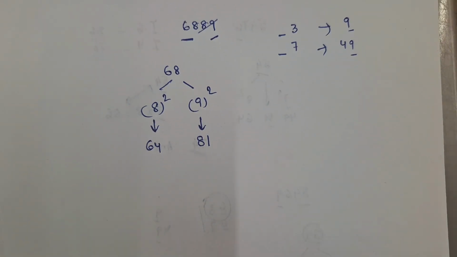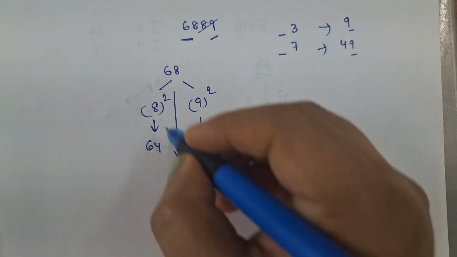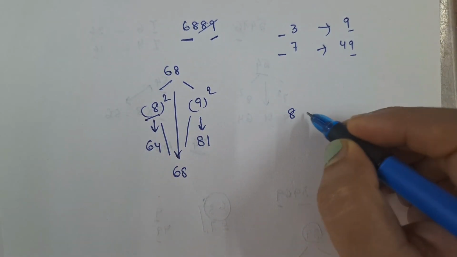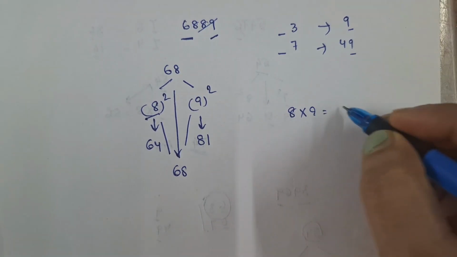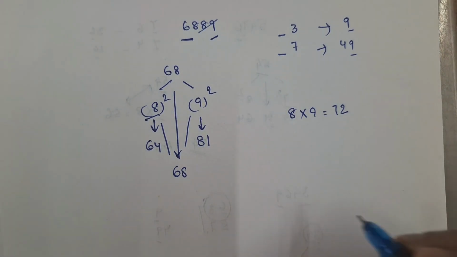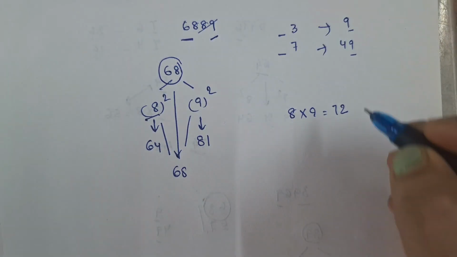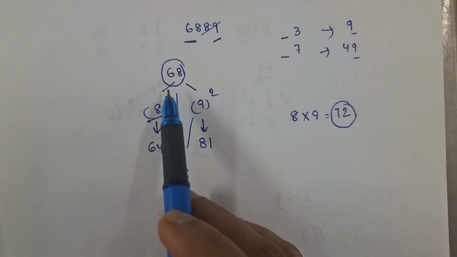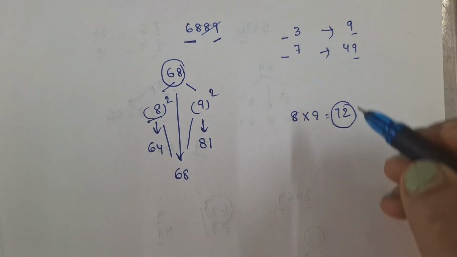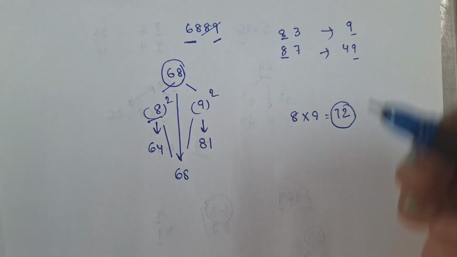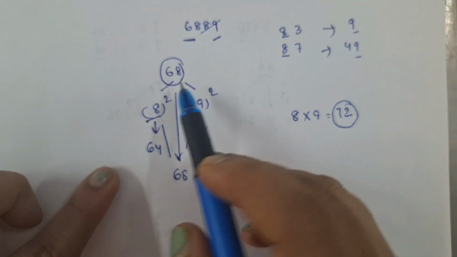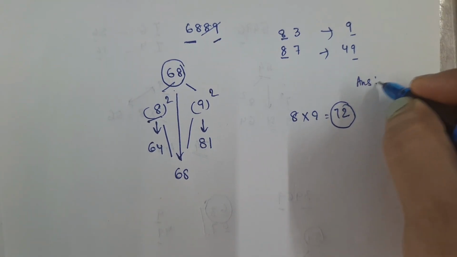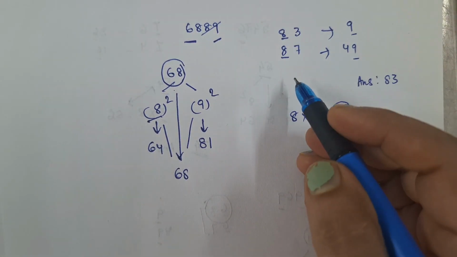Okay. Now next step, we have identified 68. It is lying between 8 square and 9 square. Which is the smaller number between 8 and 9? 8. So take 8 over here, multiply it with 1 more than 8, which will give us 8 9s are 72. Now we will compare 68 and 72 and find out which is smaller. Which is smaller, 68 or 72? 68 is smaller. So we would have written over here 83 or 87. Because this number is smaller, we will choose the smaller number, that is 83. So the answer is 83.